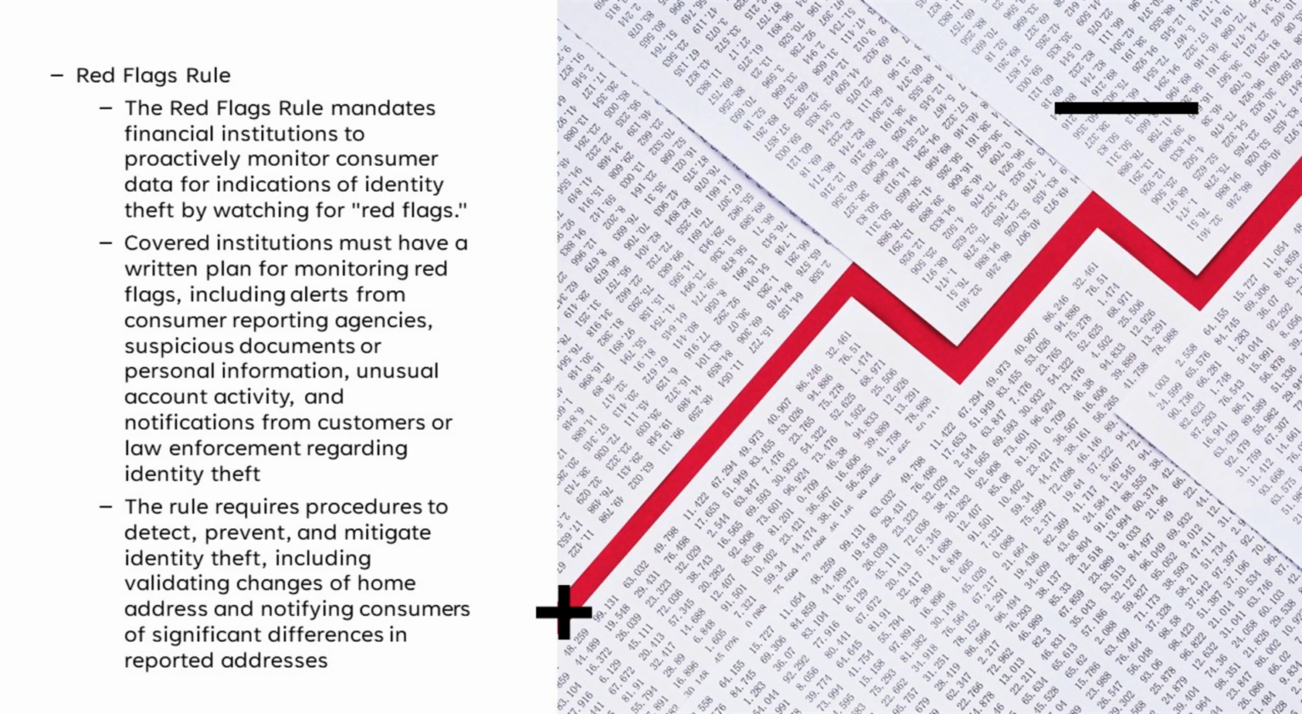Procedures must be in place to detect, prevent, and mitigate identity theft, including validating changes of home address and notifying consumers of significant differences in reported addresses.